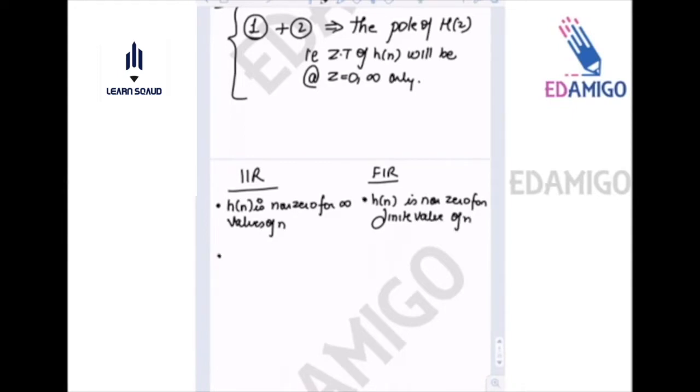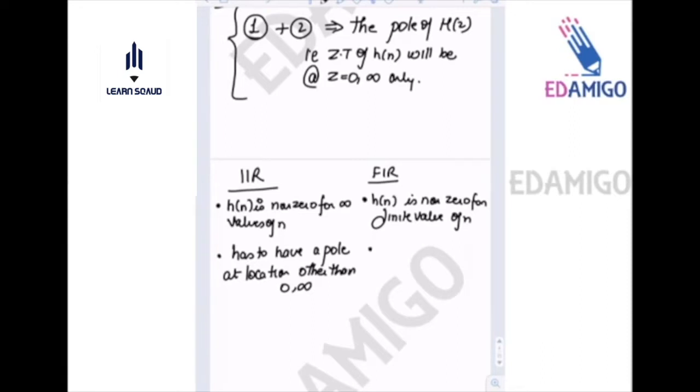Second, an IIR filter has to have a pole at a location other than 0 and infinity. So 0 and infinity can also be there, but there has to be a pole between 0 and infinity also.